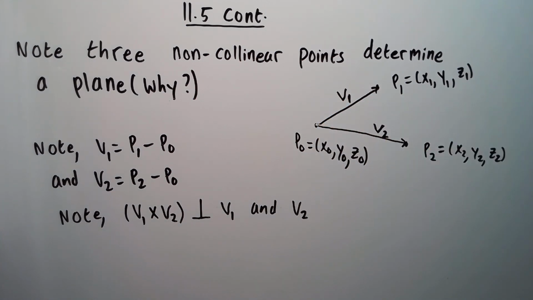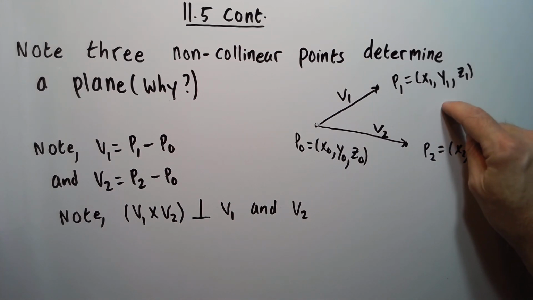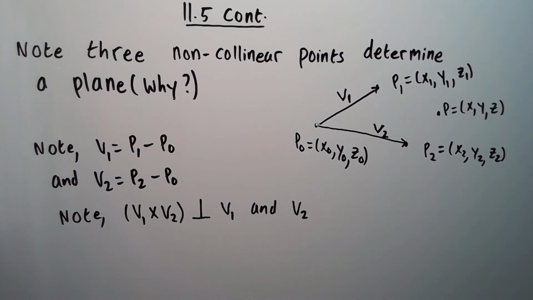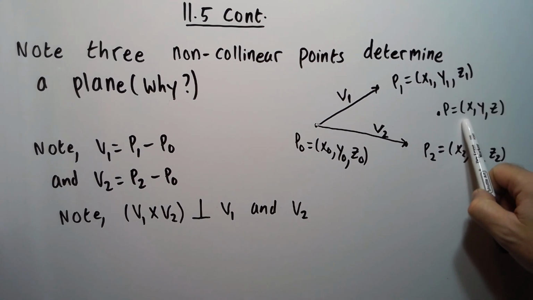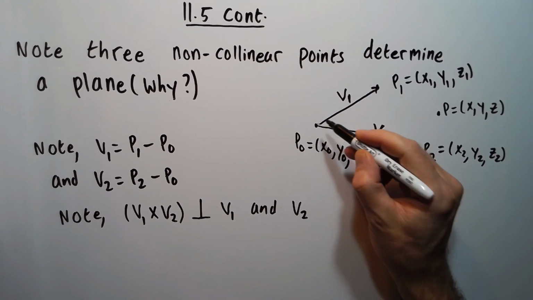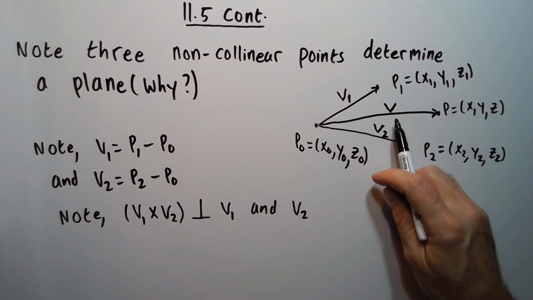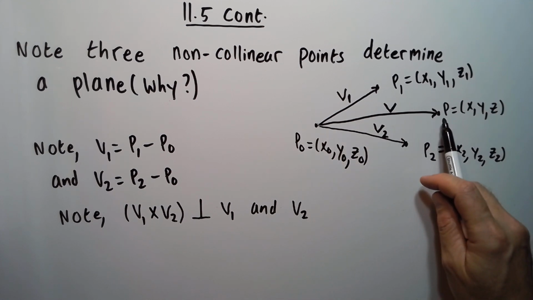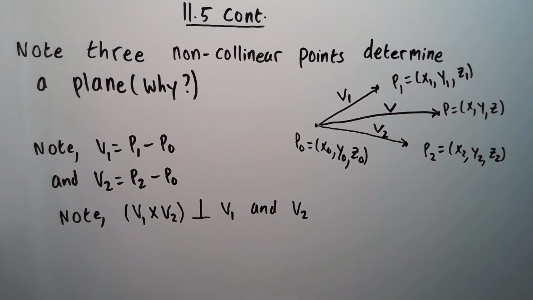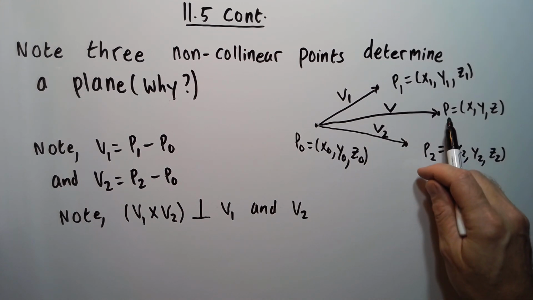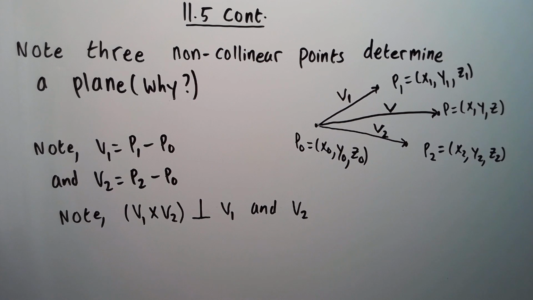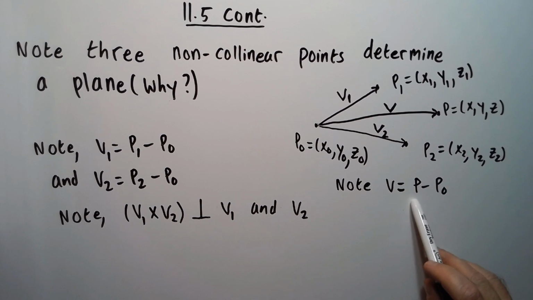Okay, now let's take another point on the plane. Let's call it P. So I'll put it, say, here. There's my P point right there. And now I'm going to form the vector between P0 and P. Let me call it V. So forming the vector between P and P0, note that vector V is going to be P minus P0. So let's write that down here. My V is then P minus P0.